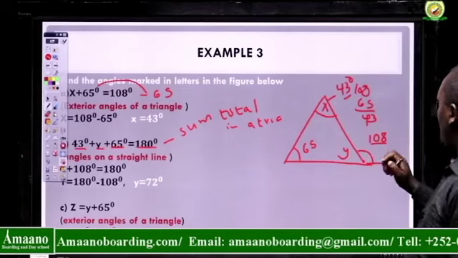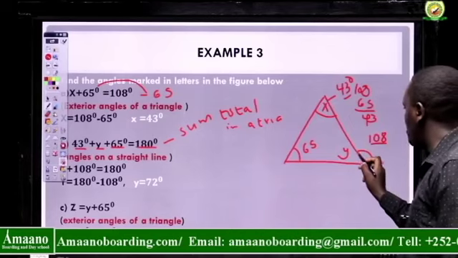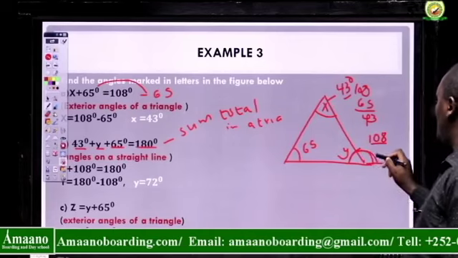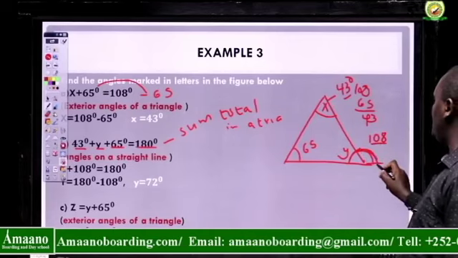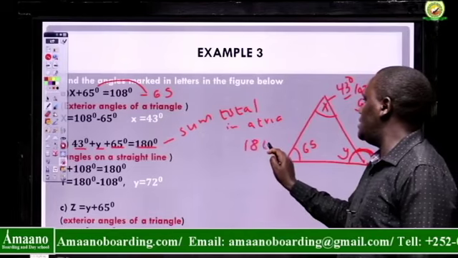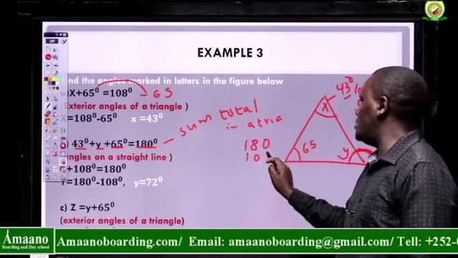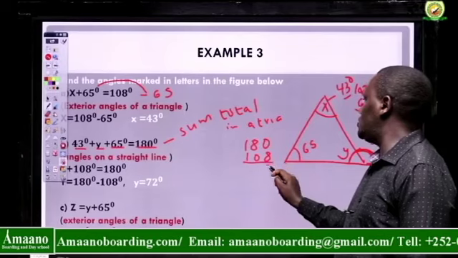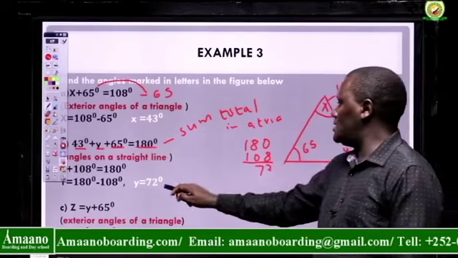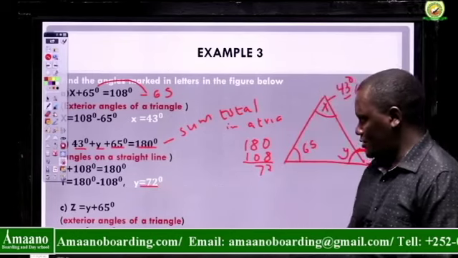Another way, I will use angles on a straight line. This is my straight line. I have 108 here. How will I find y? I'll take 180 take away 108. So angle y is 72. That's how I found that 72.